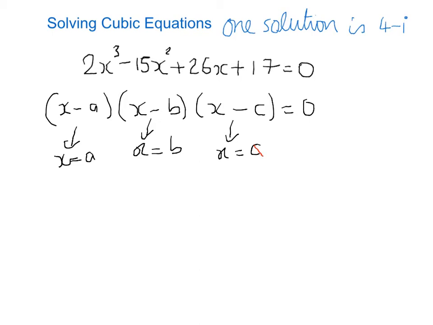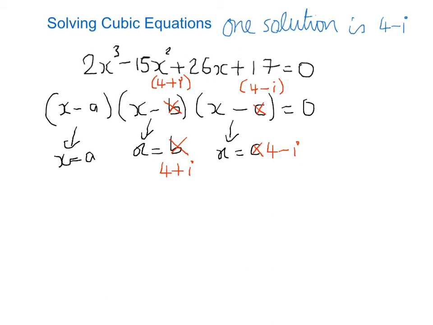So for example, now I know what c is, it's 4 minus i. So that would tell me that one of these factors must have been x minus 4 minus i. But we know that complex solutions to equations come in conjugate pairs. So if one of the solutions is 4 minus i, then another one is 4 plus i. So that tells me another of the factors must have been x minus 4 plus i. We don't know what a is yet, but we're certainly getting there.